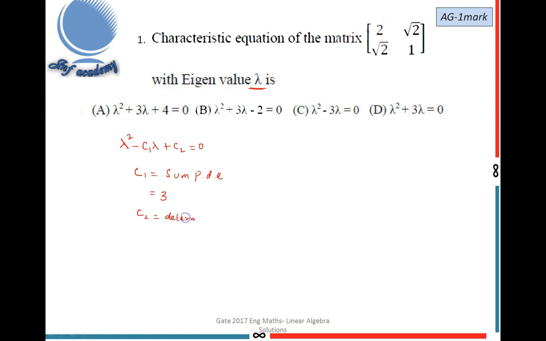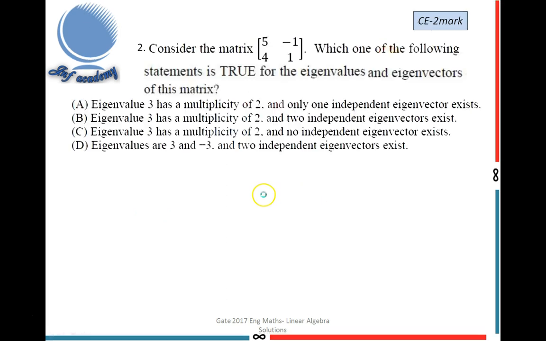How to find the determinant value? Multiply these two numbers, 2 and 1, that is 2, minus multiplying these two numbers, root 2 into root 2 is 2. 2 minus 2 equal to 0. So the characteristic equation of the given matrix is lambda square minus C1 lambda, so minus 3 lambda plus C2. C2 value is 0. So lambda square minus 3 lambda equal to 0 is the characteristic equation. Option C is the correct answer.